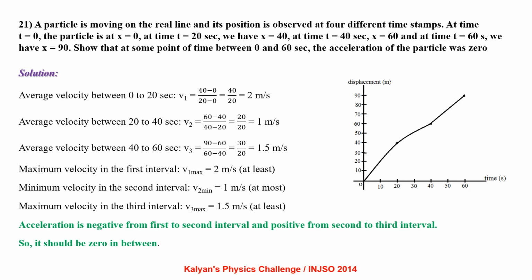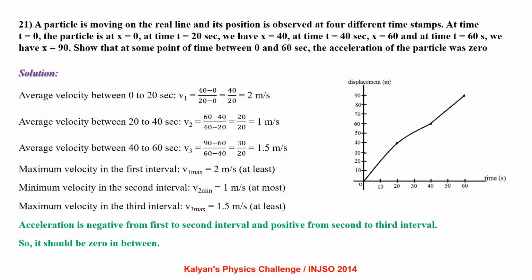A particle is moving on the real line and its position is observed at 4 different time stamps. At t equals 0, the particle is at x equals 0. At t equals 20 second, x equals 40. At t equals 40 second, x equals 60. And at t equals 60 second, x equals 90. Show that at some point of time between 0 and 60 seconds, the acceleration of the particle was 0.